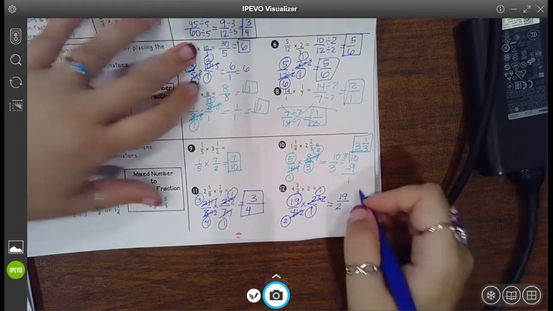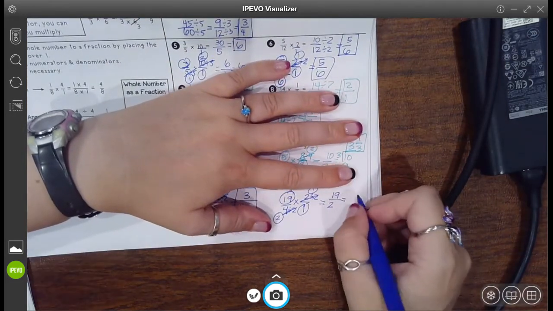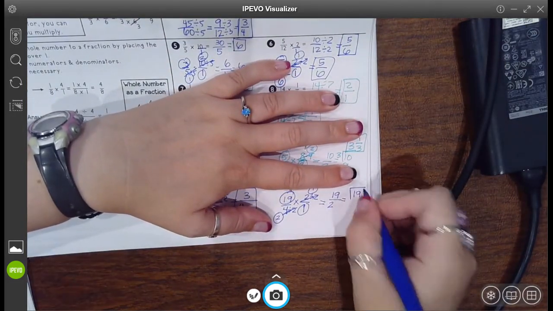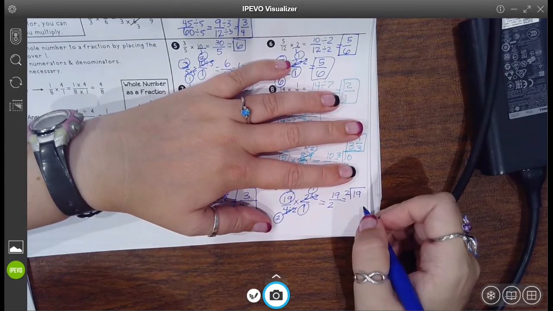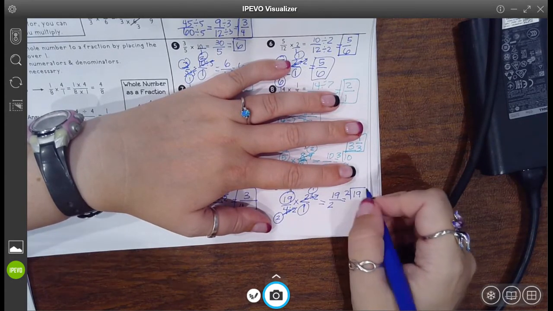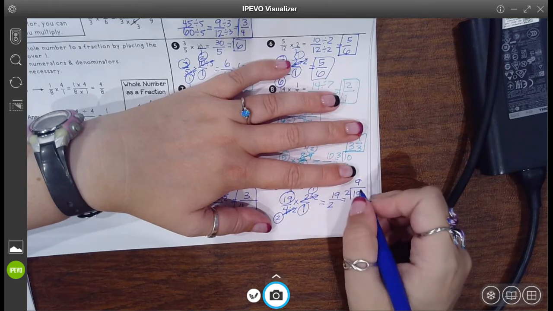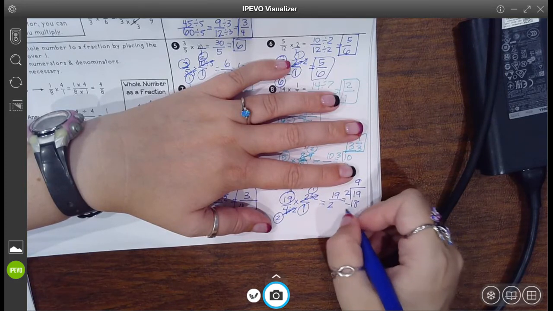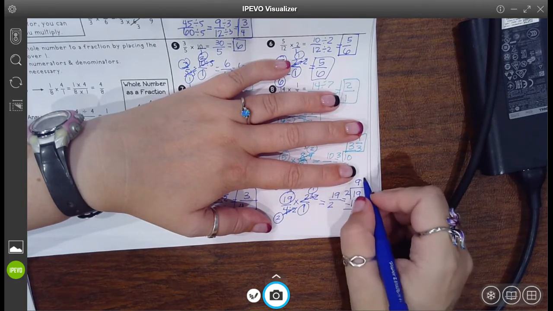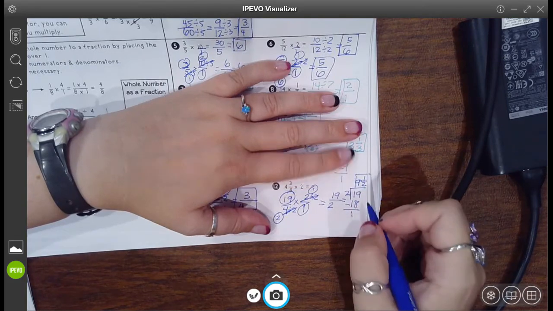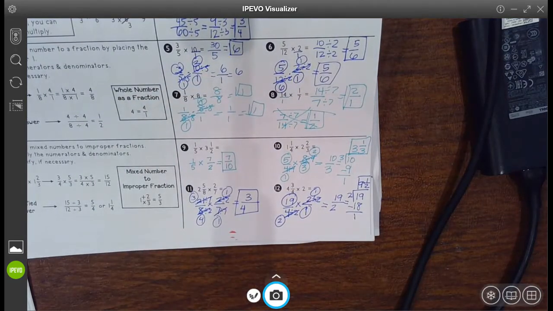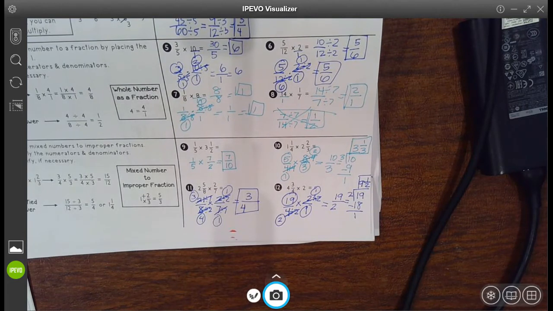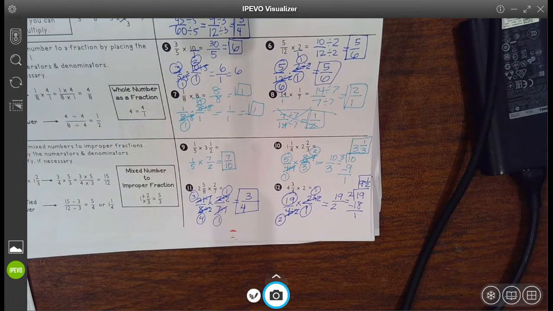So then when you multiply across, you have 19 times 1, which is 19, and 2 times 1, which is 2. Now, that's improper, so to change it to a mixed number, I'm going to do the top divided by the bottom. So 2 goes into 19 9 times, and 9 times 2 is 18, and when you subtract that, you get a remainder of 1. So 9 and 1/2 is the same thing as 19 over 2. If you got all those correct, congratulations, my little mathematicians. You now know how to multiply all different types of ways that fractions can show up.